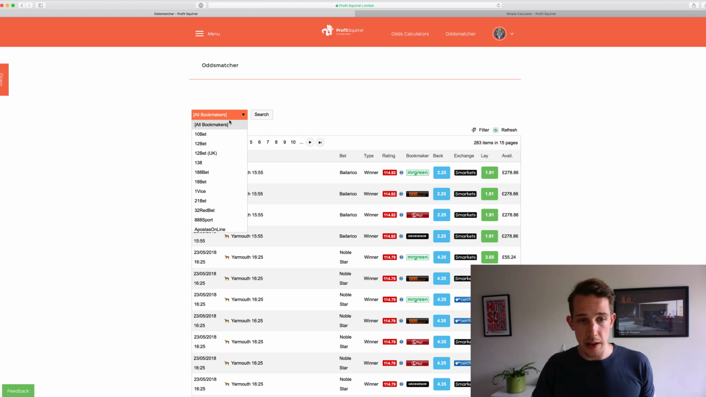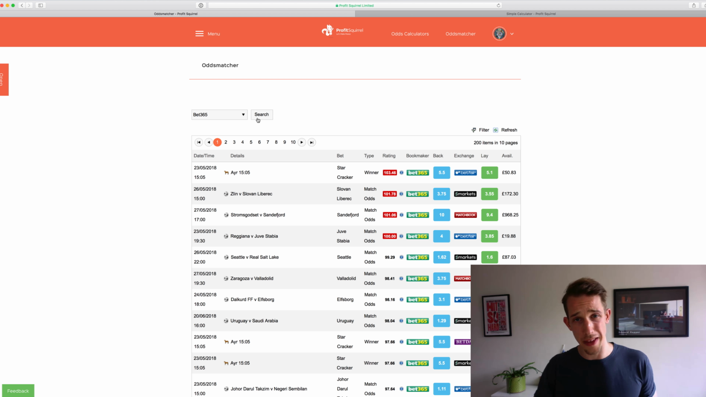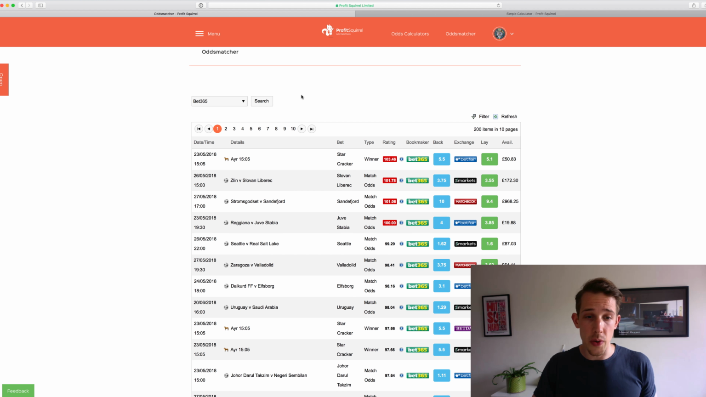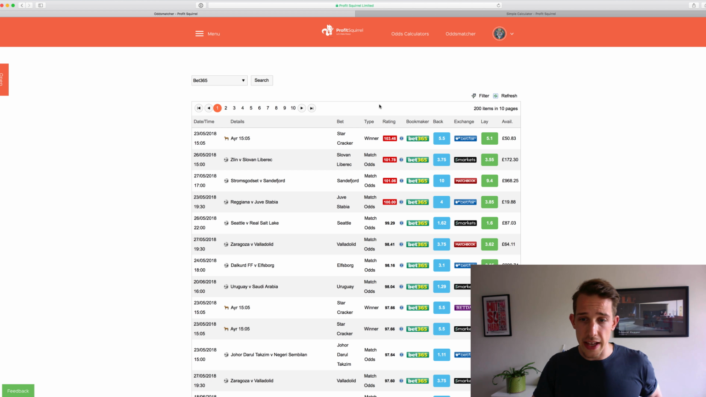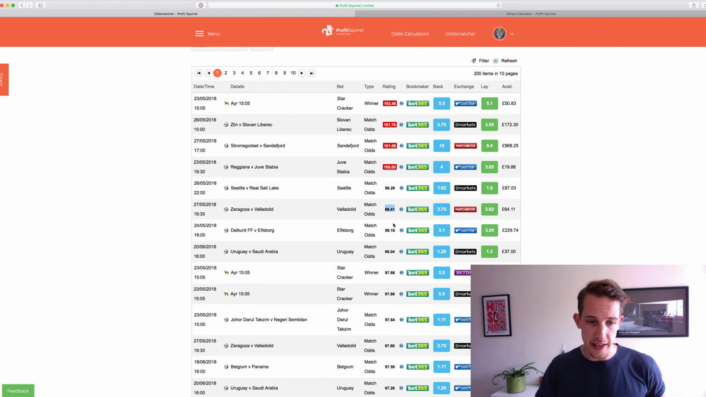So let's pick a random bookmaker. I don't know, Bet365. That's a pretty common one. A lot of good offers from Bet365. You want to keep your accounts with them in good order. So we start having a look, and there's a few events here with over 100 ratings. So you could potentially make a little profit from them. And there's some here with ratings of sort of 99, 98.